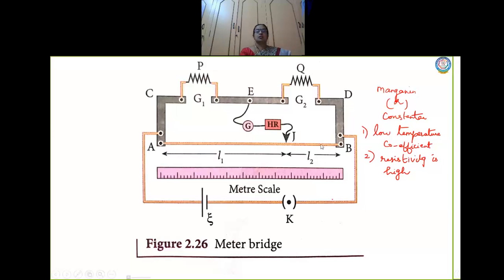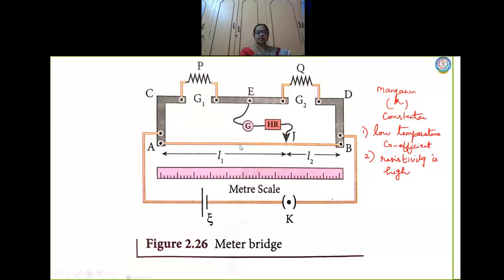We will not use copper here. Copper has a very high temperature coefficient and its resistivity is low, so it is not used. We go for manganese or constantan wire. There may be a 2 mark question for you, children: why do we not prefer copper, and instead prefer manganese or constantan? The answer should be these points: it has a low temperature coefficient and the resistivity of manganese or constantan wire is very high. So this is a uniform manganese wire.